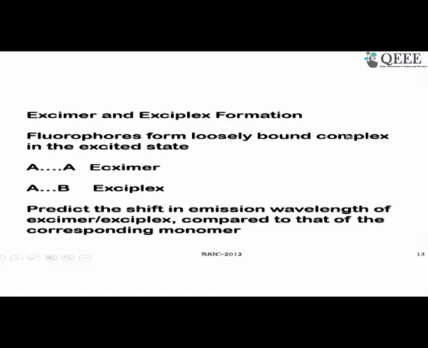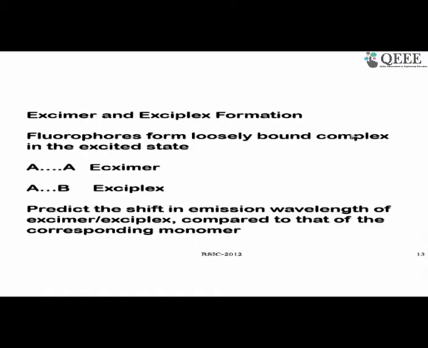So either an excited state dimer or an excited state complex can form in the excited state. They are loosely bound complexes. Loosely bound means there is no covalent bond formation; there will be some non-covalent interactions between A and A or A and B. Now I want you to predict the shift in emission wavelength of the excimer or exciplex compared to that of the corresponding monomer. You only need high school chemistry or physics knowledge to answer these questions. Just recollect which way the emission spectra will shift compared to the monomer emission.